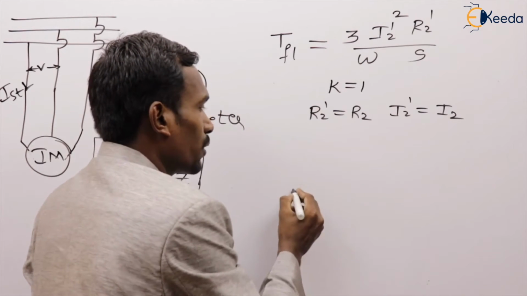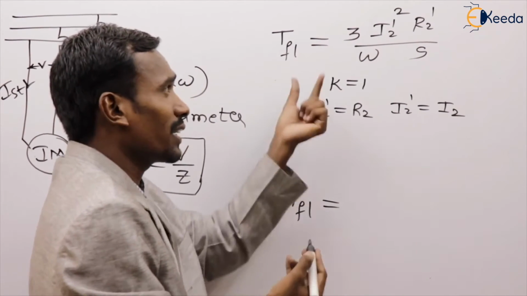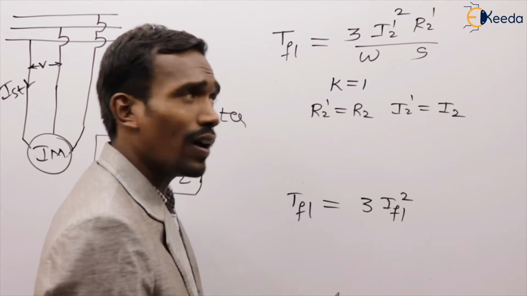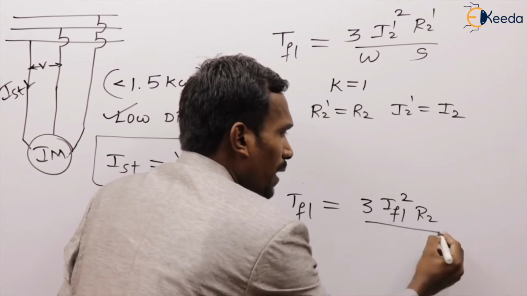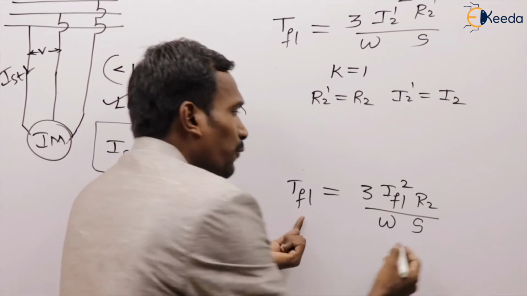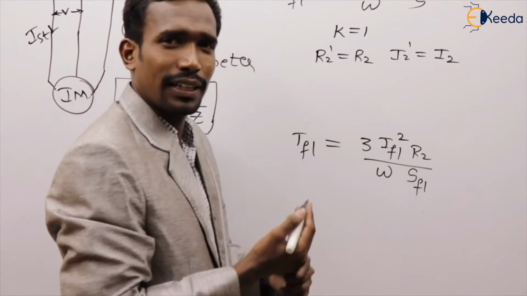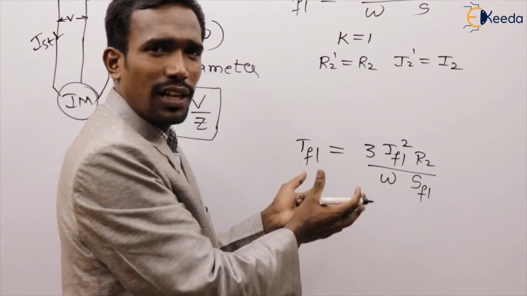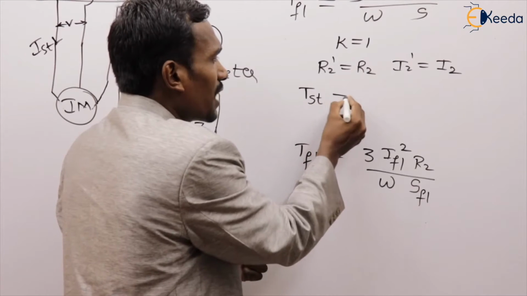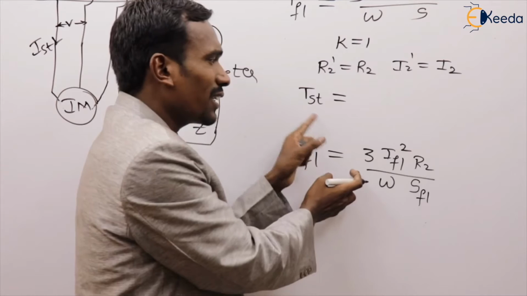Now tell me, what is the full load torque formula? Full load torque is equal to 3 into I full load current whole square into R2 by omega into S. S is nothing but the full load slip. Yeah, this is my full load torque. Now I want the starting torque formula. Similarly, write down what is the starting torque formula?